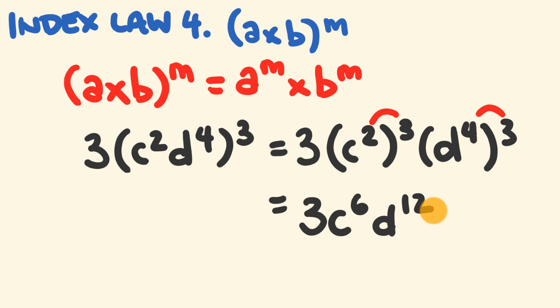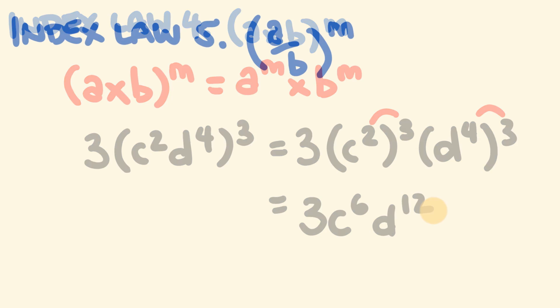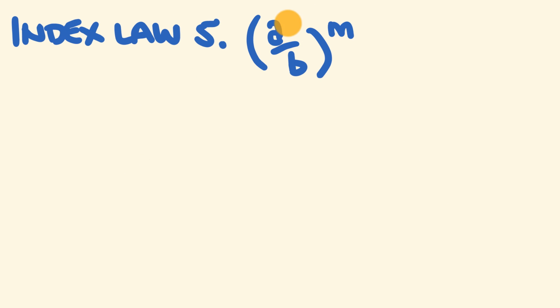Now, index law 5, and we're almost there. We've almost finished all these index laws. Pretty simple, right? Let's have a look at index law 5, the final of the index laws we'll be looking at. So index law 5. As you can see, what we're doing is we are dividing two numbers and then raising them to the power of m. Now, knowing index law 4, you can probably easily think of what this is going to be, but I'm going to actually work through this with you using an example.